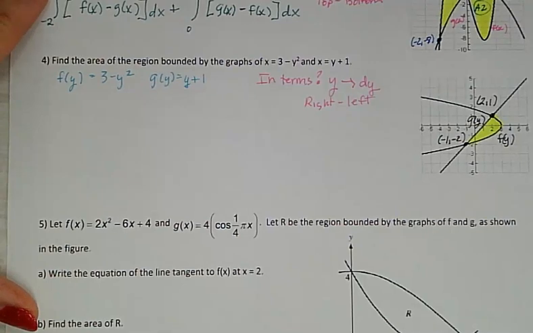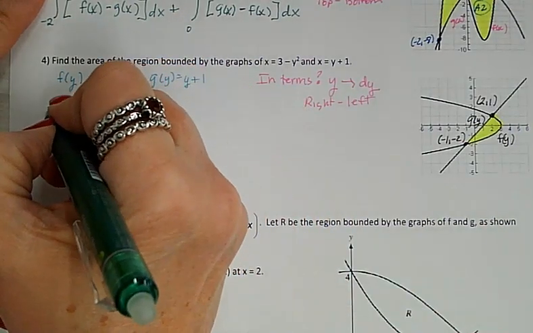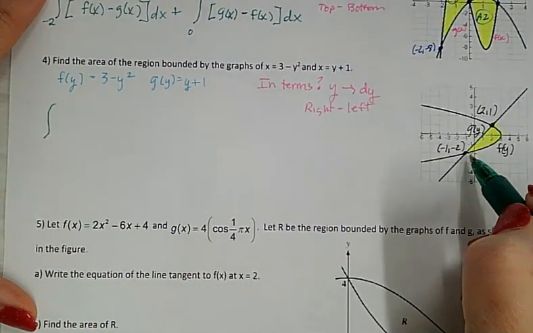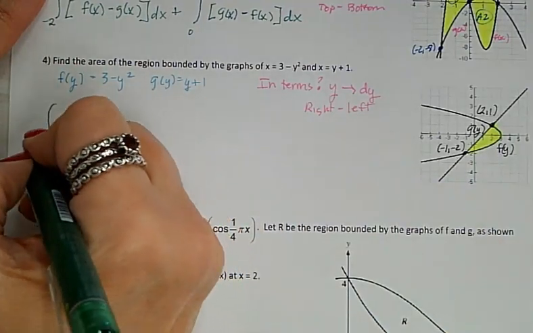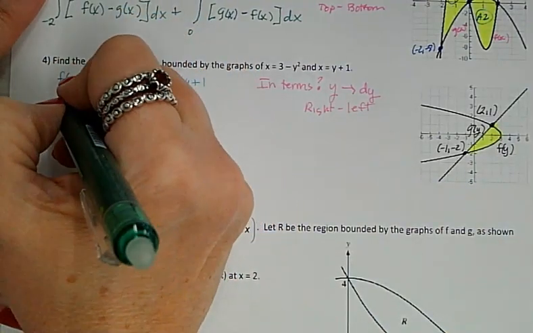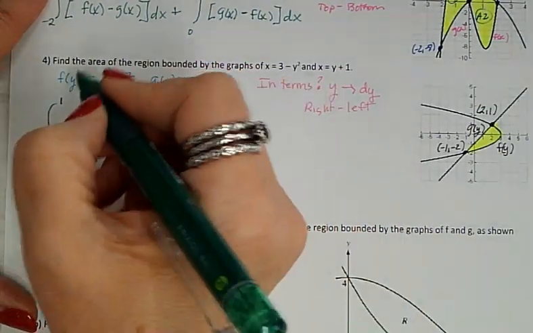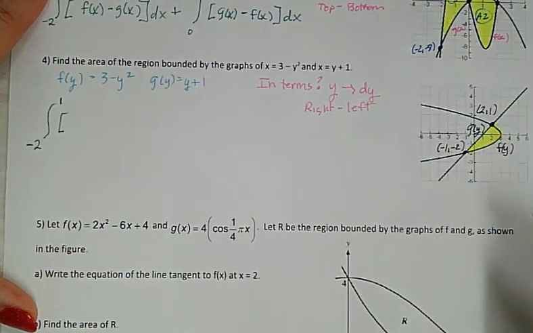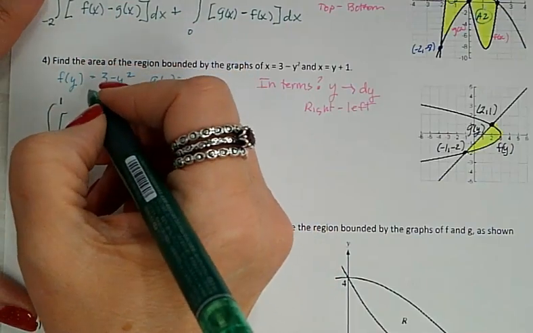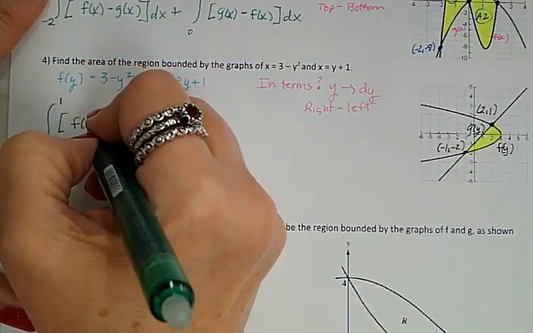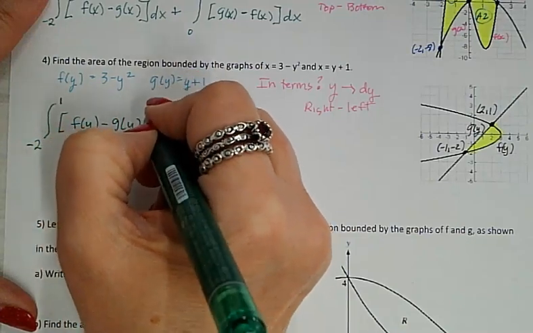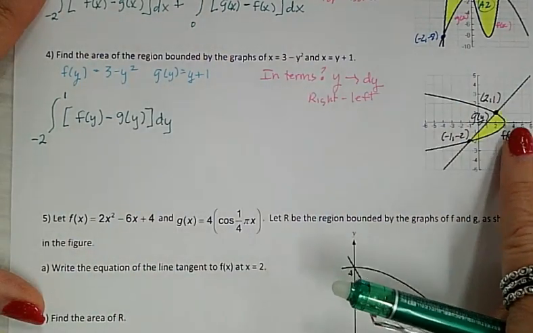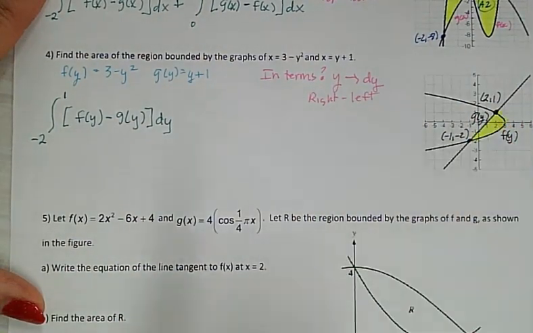So now I'm going to set up my integrals. So for this particular one, remember it's going to be y bottom, y top. So y bottom, y top means my boundaries are going to go from -2 up to +1, and it is right minus left. So in here, this is the function that's to the right of the other one. So here minus here. So then that's going to be f of y minus g of y. And it's a dy situation this time instead of a dx. So right minus left, y bottom, y top.